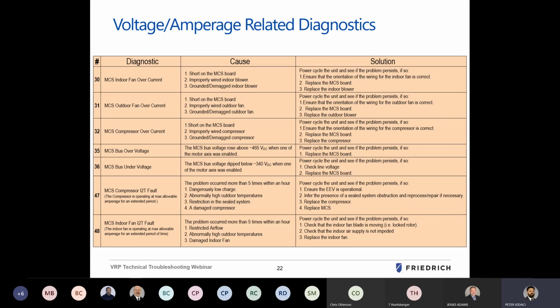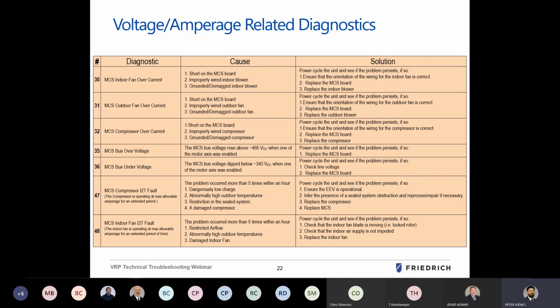If it turns out that the code doesn't clear, you want to turn your unit off and turn it back on, and then see if you produce the same error code. If you do, you might want to check your line voltage, because the MCS bus voltage is a good correlation to your line voltage. So you probably also have low line voltage.